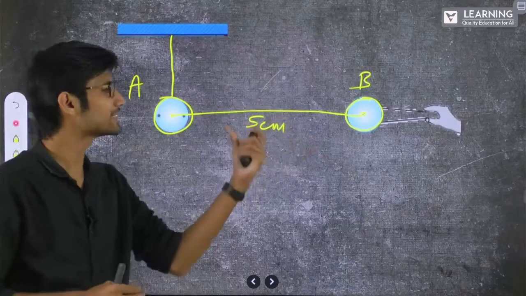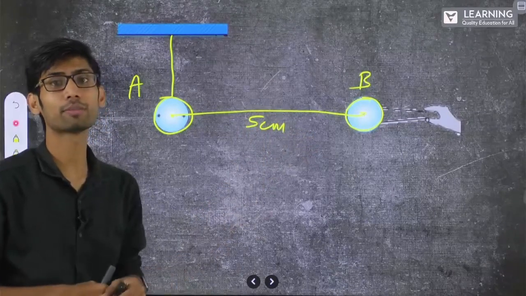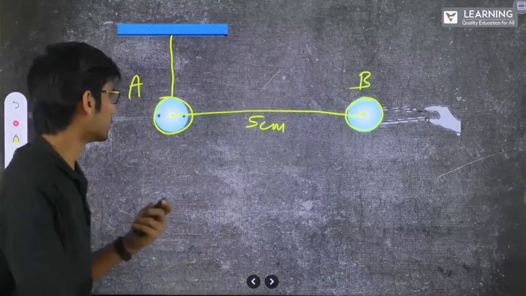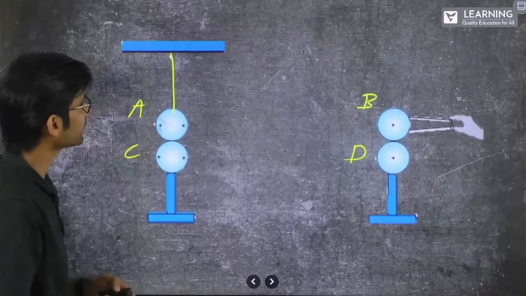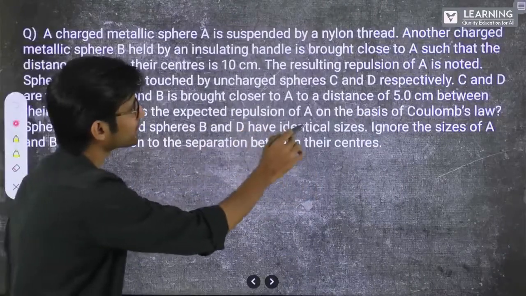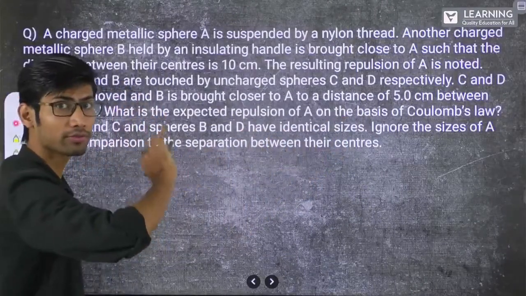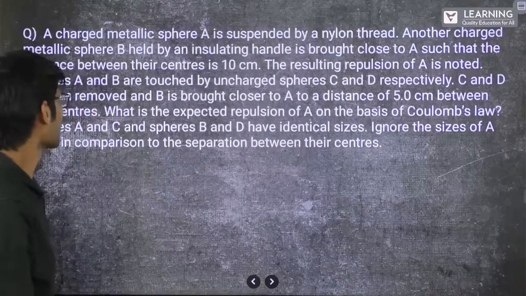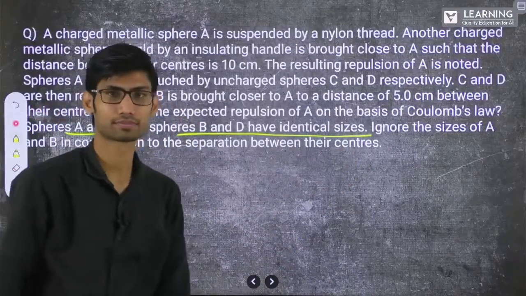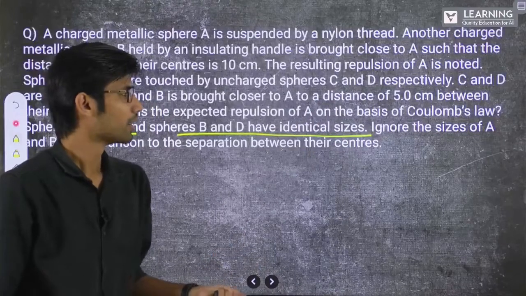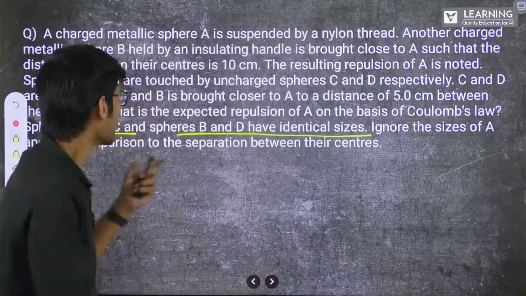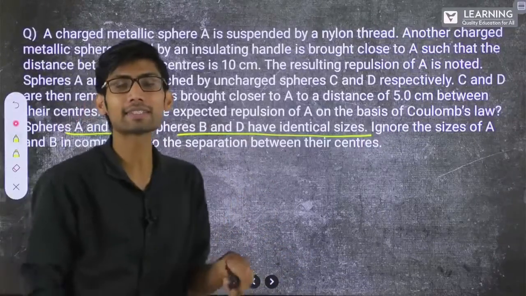Alright. So now since the distance has reduced, the force of repulsion would have increased. Is it? Let's find out. We have to find the force, correct? What is the expected repulsion of A on the basis of Coulomb's law? Spheres A and C and spheres B and D have identical sizes. Why have they given this? Ignore the sizes of A and B in comparison to the separation between their centers.